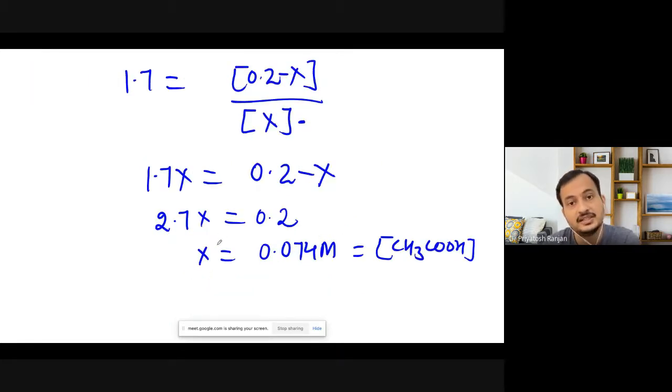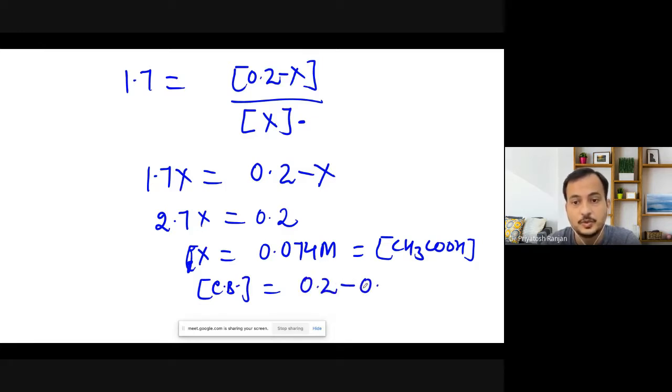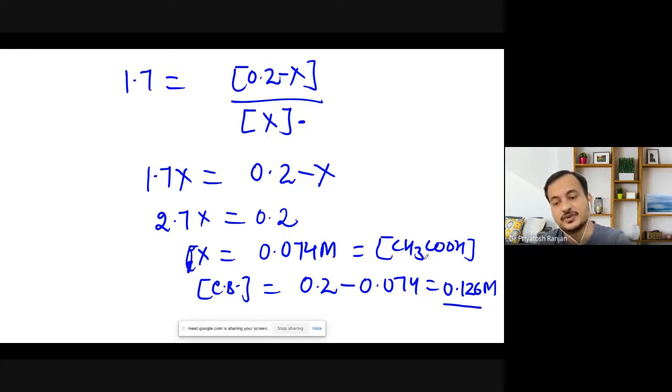Then I have to calculate the concentration of conjugate base, which is going to be 0.2 minus X. That means 0.2 minus 0.074, which is going to be equal to 0.126 molar. So, all right, it seems all right to me. In all these three different approaches, we have got the concentration of conjugate base as 0.126 molar, and the concentration of acid as 0.074 molar.